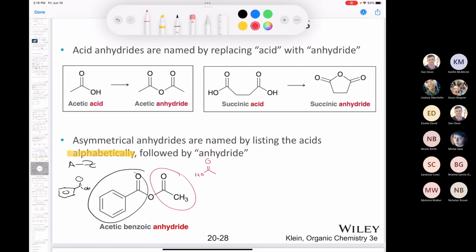Let's say you wanted to give the systematic name. So acetic acid, which would be ethanoic acid. We would call this ethanoic anhydride. Same old things over and over and over.